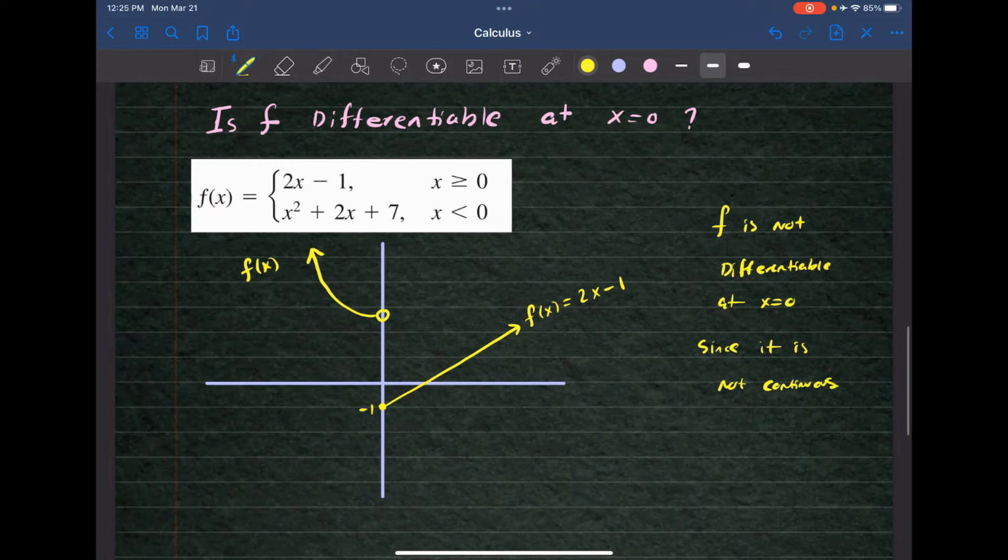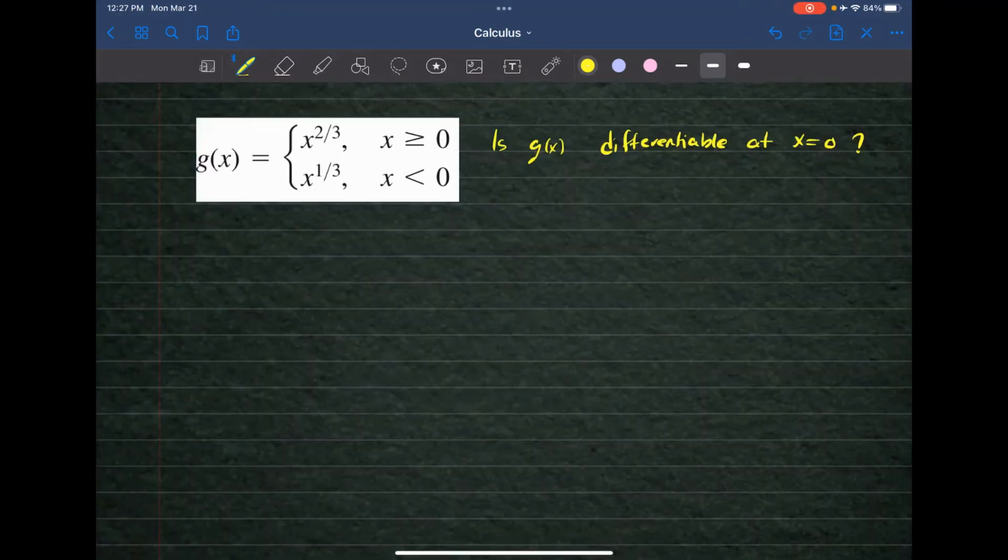So it doesn't make sense for us to talk about if the function is differentiable at 0 because there's no derivative at 0. Here is another one we can look at. Is this function differentiable at x equals 0? So again, you can test the right-hand and left-hand derivative, or you can simply graph it.